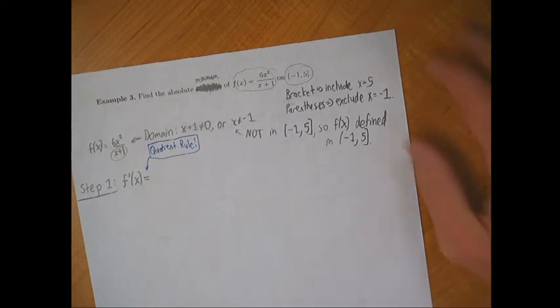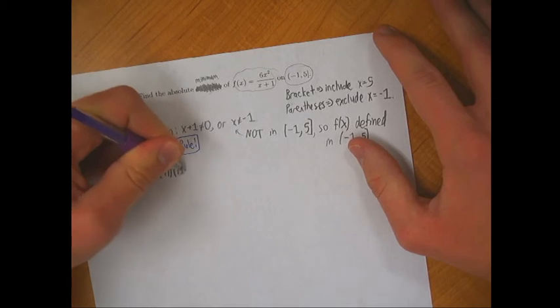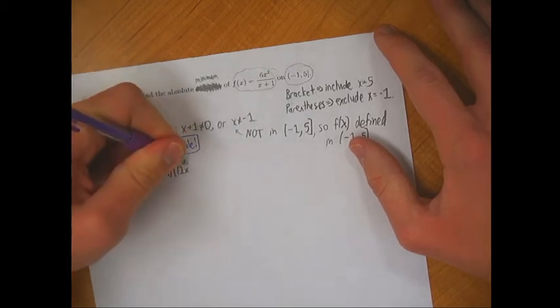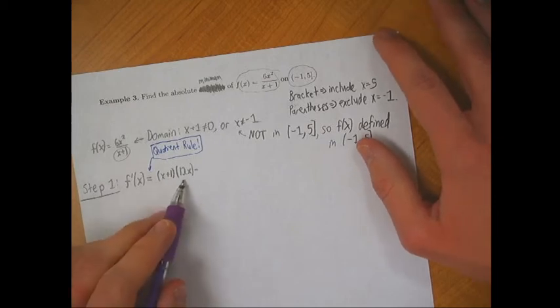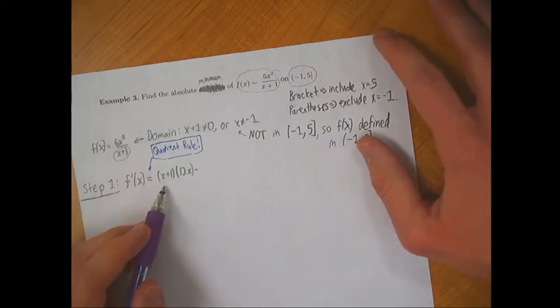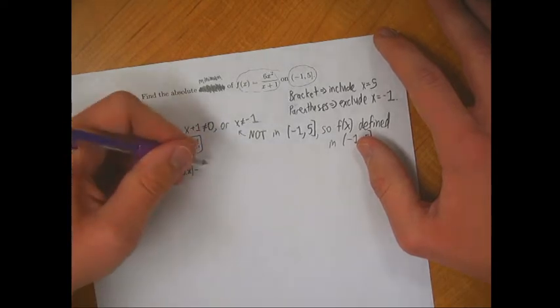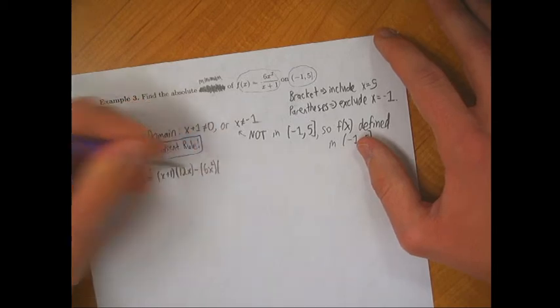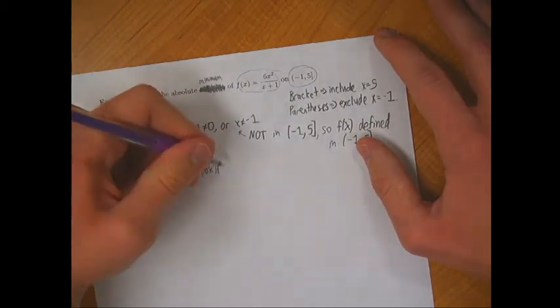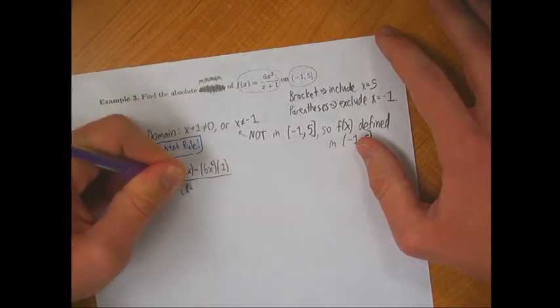So x plus 1 times 12x minus 6x squared times 1 over x plus 1 squared. Yep. So yeah, low times d high, so the denominator times derivative of the numerator. Then minus high, so the numerator times the derivative of the denominator, so just 1. Then all over the denominator squared.